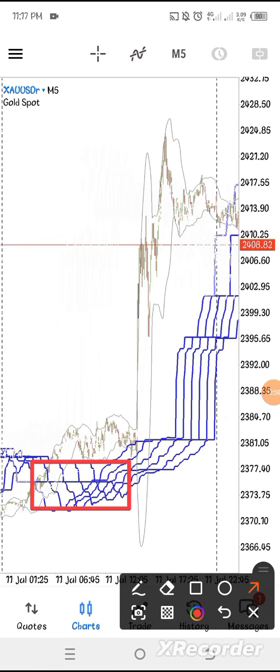As you can see, you enter your position from this place. Put your stop loss at the back of this place. The market ranged, and later went in our direction.